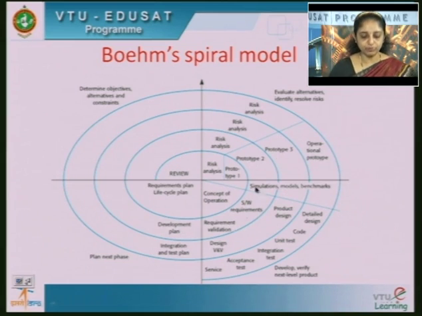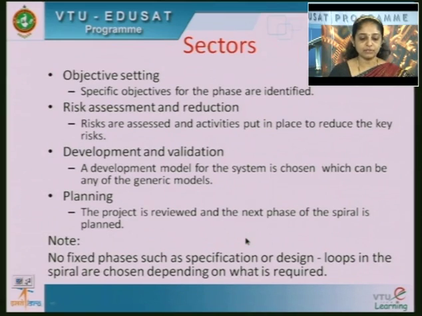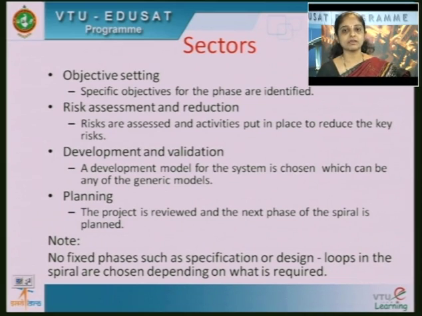So, what you have to do is remember the 4 sectors. How these sectors are associated with each of these phases needs to be explained. So, the 4 sectors are objective setting, risk assessment and reduction, development and validation, and planning. Okay. Now, what is objective setting? For that phase, what are the specific objectives that need to be identified in order to carry out that phase? That is objective setting.